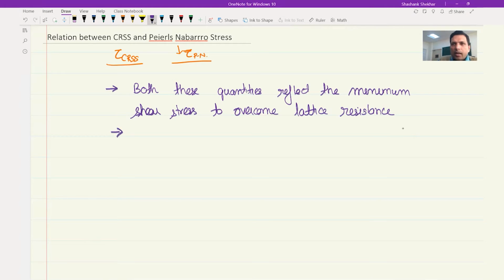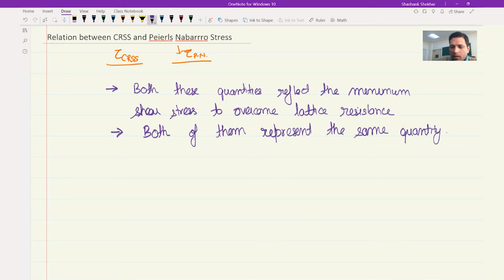And the answer is that actually both of them represent the same quantity. However, there is a slight difference between the two, and it is given here. Tau PN is actually a theoretical quantity.